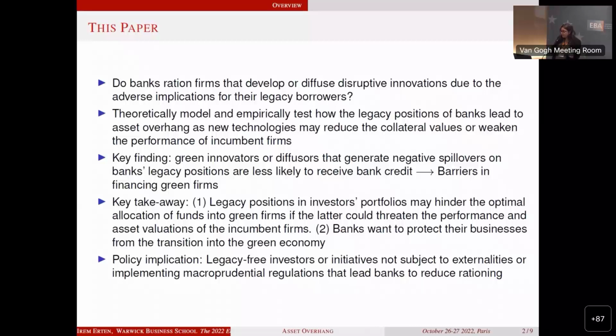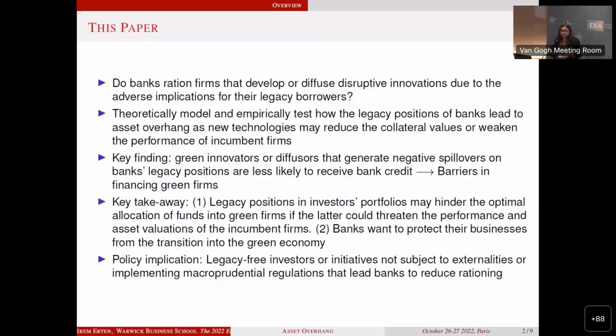And the key finding that the authors show is that green innovators or diffusers that can generate negative externalities on the legacy borrowers are less likely to receive bank credit. And that can be a barrier of green firms getting financing. And that's the key takeaway. Therefore, these legacy positions in investors' portfolios may hinder the optimal allocation of funds in green firms.